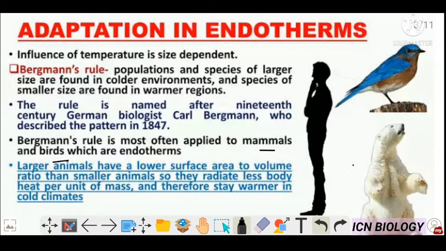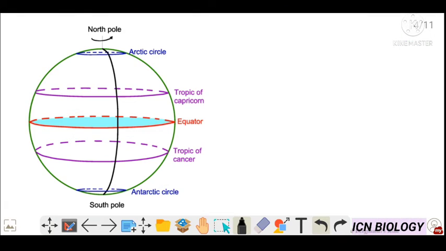The fourth point of Bergman's rule is that larger animals have a lower surface area to volume ratio than smaller animals, so they radiate less body heat per unit of mass and therefore stay warmer in cold climatic conditions. To understand this sentence, we have to go to the next slide.